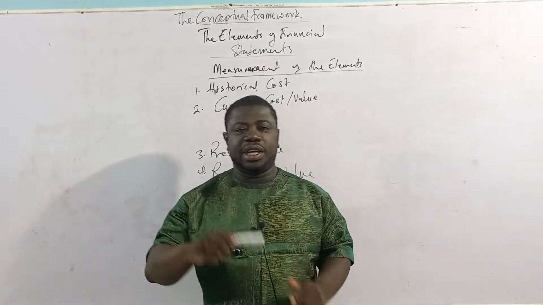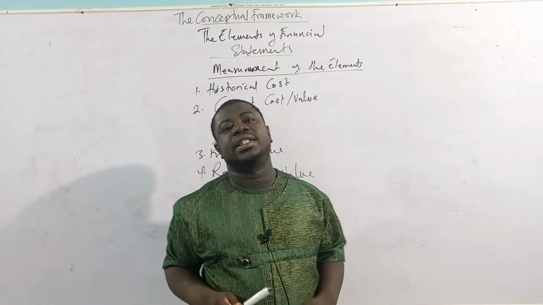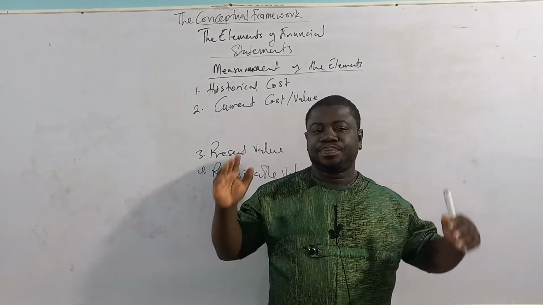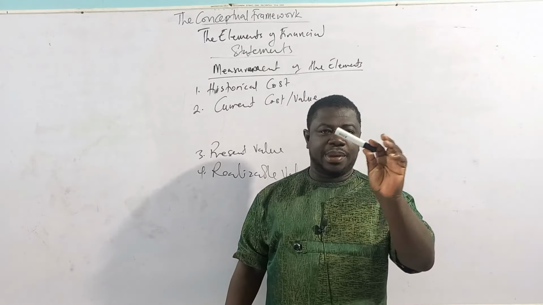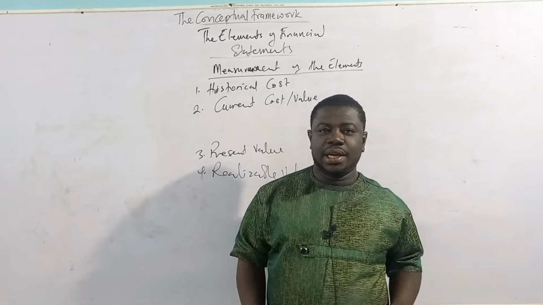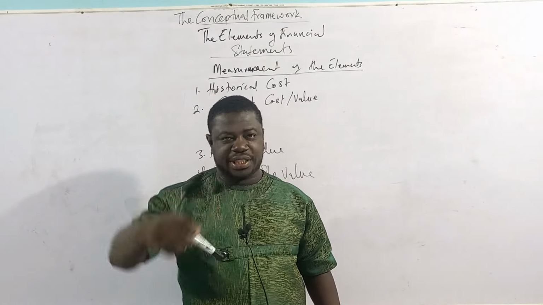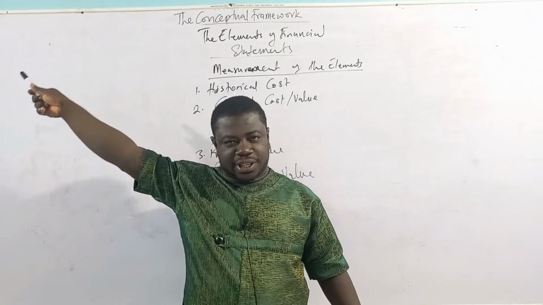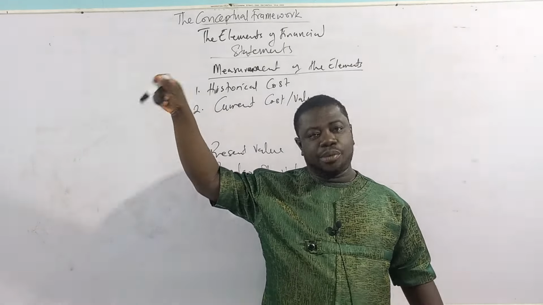So assuming I bought this thing for 3,000 Ghana cedis, and then in the following year, the value has gone up on the market to be 6,000. I cannot now put 6,000 as the value of this on my financial statement because I bought it for 3,000 when I was buying. That is the historical cost. We are looking at the history, when I bought it.